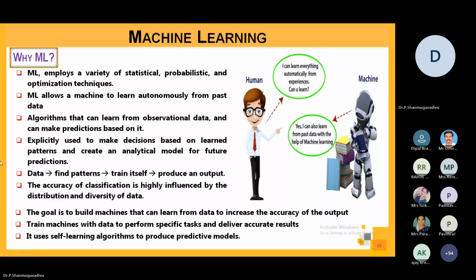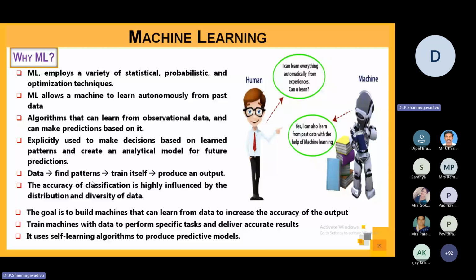So an algorithm that can learn from the observational data and can make predictions based on it is explicitly used to make decisions based on learned parameters and create an analytical model for the future. So please take note of this. This is what you call the workflow of a machine learning model. If you take the data, then you go for finding the pattern, train the model, and produce the output.